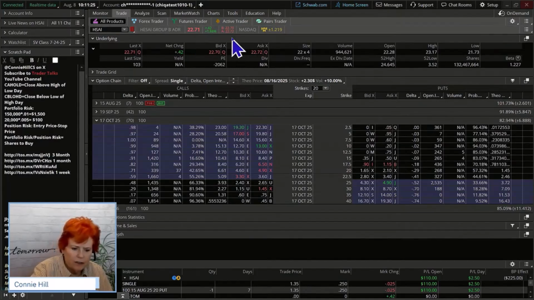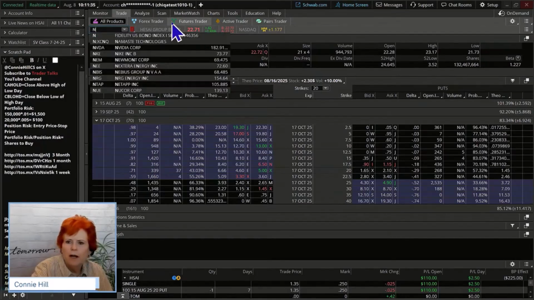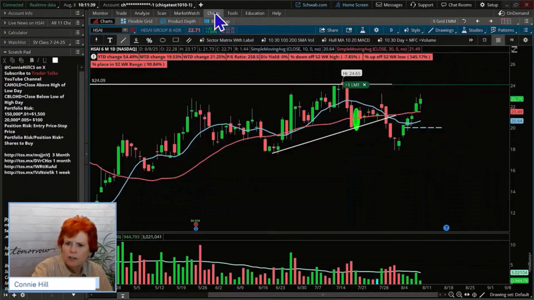Let's go to the next one. Newmont Mining, NEM. Let's just go to the chart on this one. I'll show you what happened. This one, a little bit interesting.